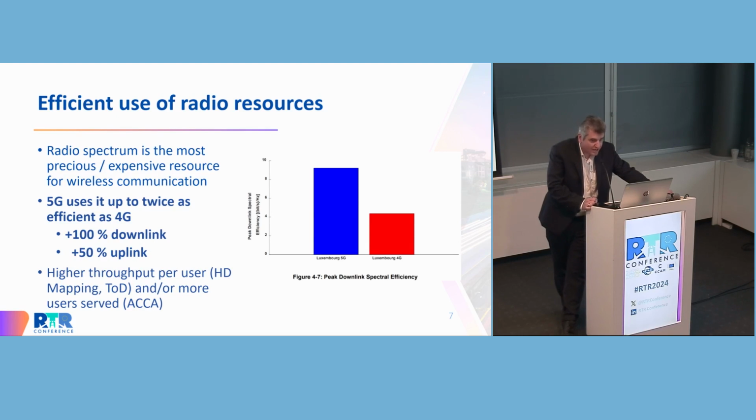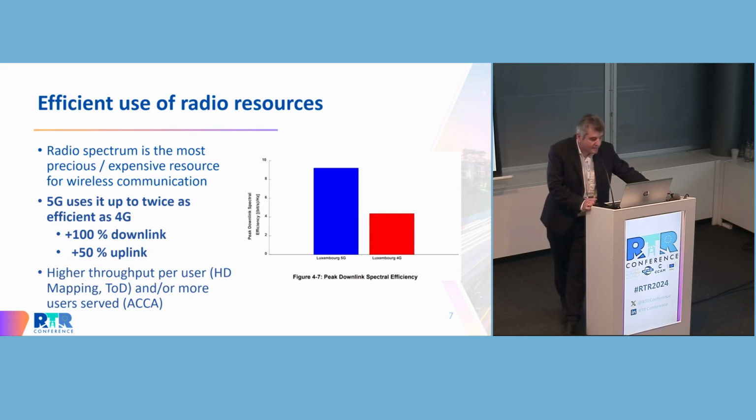And for the downlink, so communication towards the vehicle, we see that the efficiency has doubled. So this roughly means if you have 100 megahertz of spectrum, you get 1 gigabit per second out of it. Not shown here in the graph, but for the uplink, it's still a remarkable 50% performance gain compared to 4G. So we are using our precious radio spectrum much, much more efficiently.